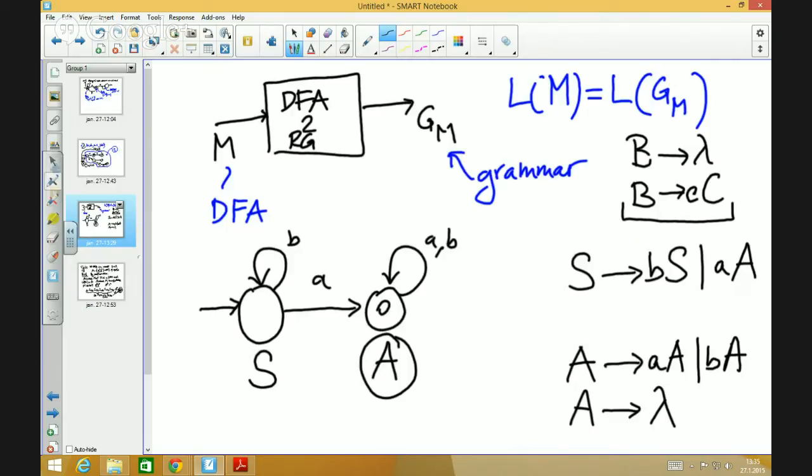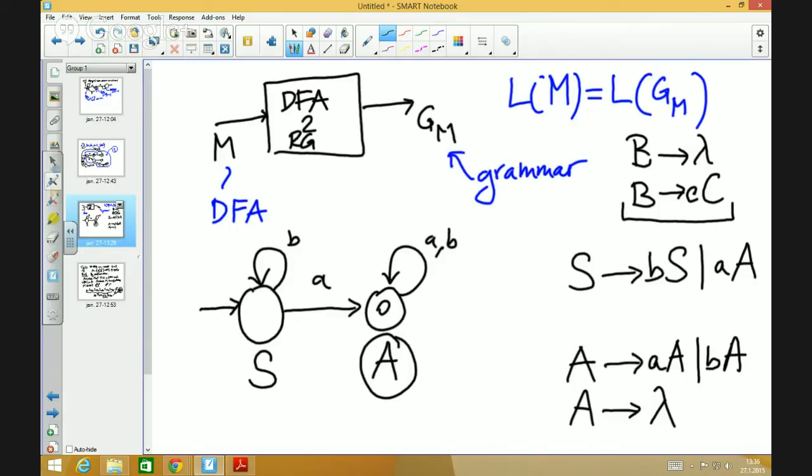I encourage you to try this at home on several examples, but you will see that this actually works all the time. So what is it that you have constructed? You have constructed a compiler from DFAs to regular grammars. So what does this mean? This means that everything that DFAs can accept, regular grammars can generate. So regular grammars are at least as powerful as DFAs.